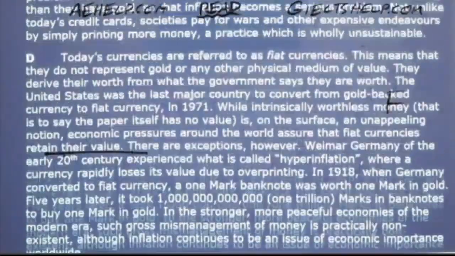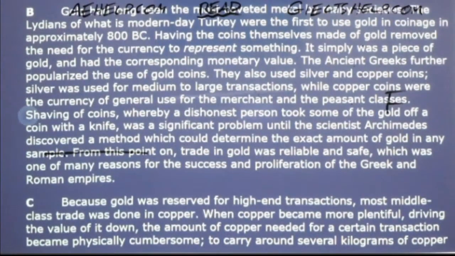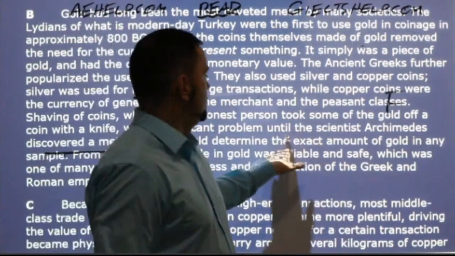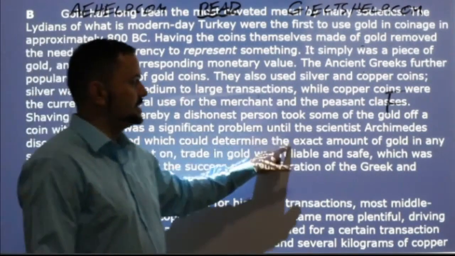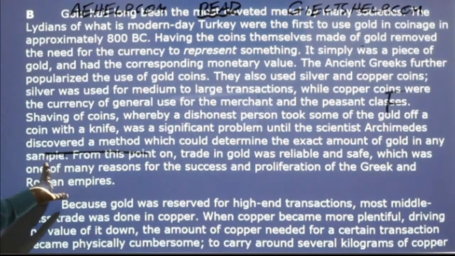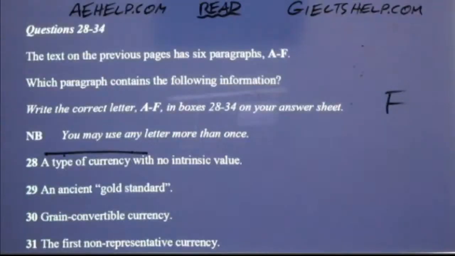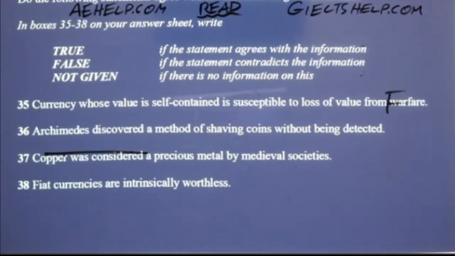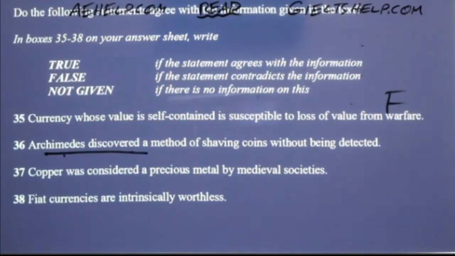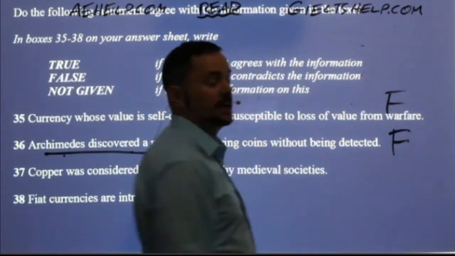Absolutely. Remember? Paragraph B. This was very visual too. You should have visualized this here. Until the scientist Archimedes discovered a method which could determine the exact amount of gold in any sample. So, they do talk about Archimedes' discovery. Is Archimedes' discovery how to shave gold and cheat people? No, his discovery was how to find out if people are shaving. So again, it's false. So it is important and it's false, okay?